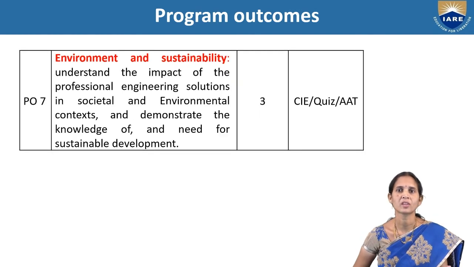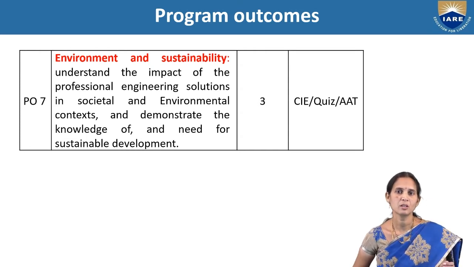We got 2. So PO7, environment and sustainability: understand the impact of the professional engineering solutions in societal and environmental context and demonstrate the knowledge of and need for sustainable development. Here the students understood the concepts of environment, natural resources and environmental pollution. So we have given PO7 a strength of 3.